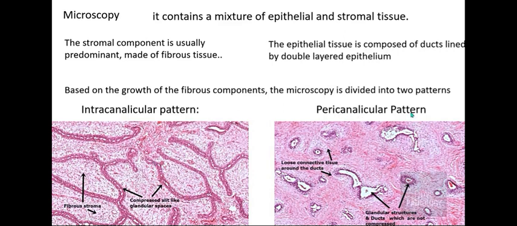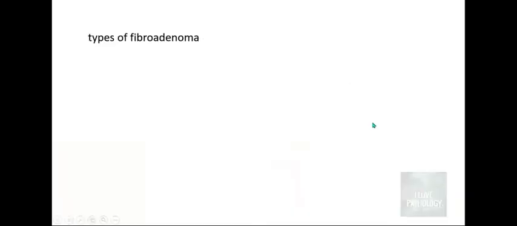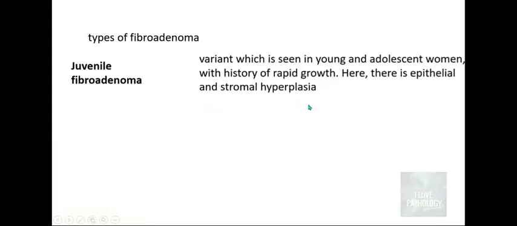Whereas in the pericanalicular pattern, the ducts retain their patency. They are usually round and regular. They are glandular, not compressed, and you find the connective tissue proliferation around these ducts. Okay, so there are two patterns: the intracanalicular pattern and the pericanalicular pattern. So what are the different types of fibroadenoma? Juvenile fibroadenoma is a variant usually seen in young and adolescent women with a history of rapid growth.